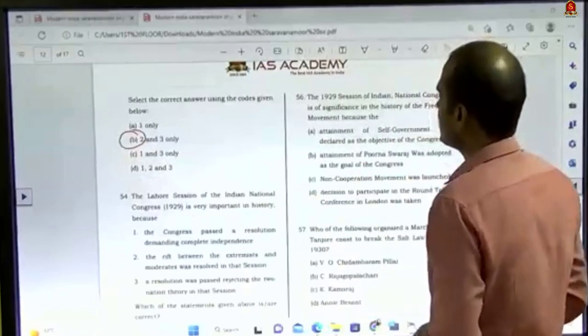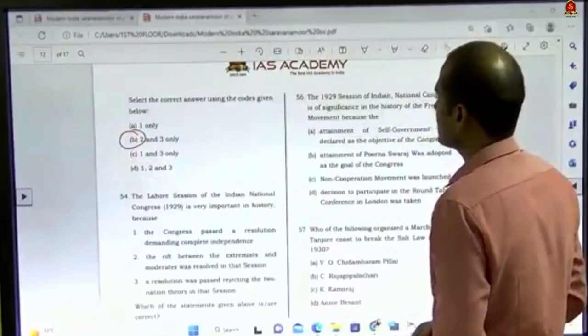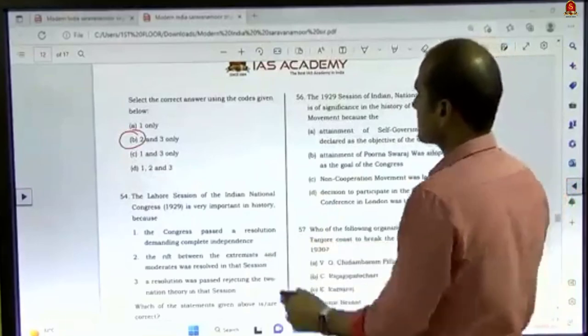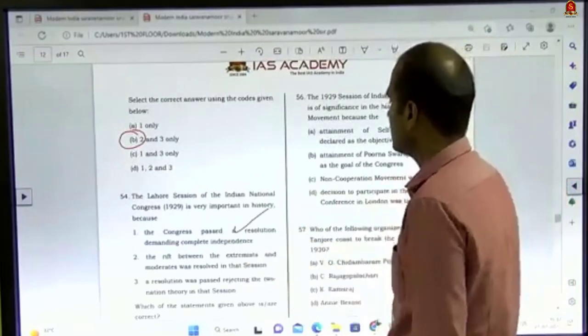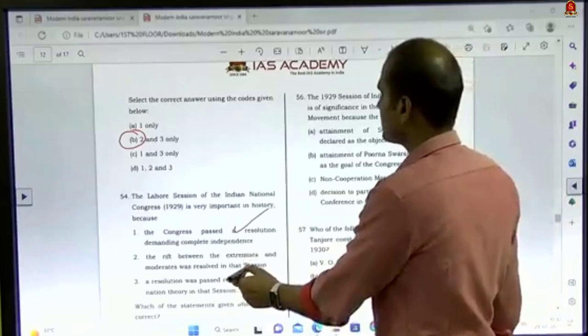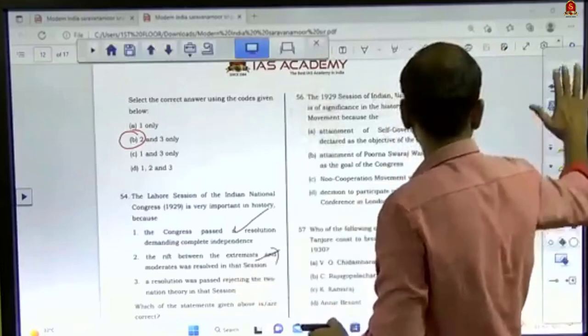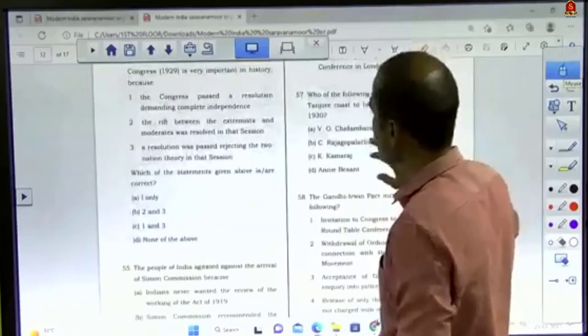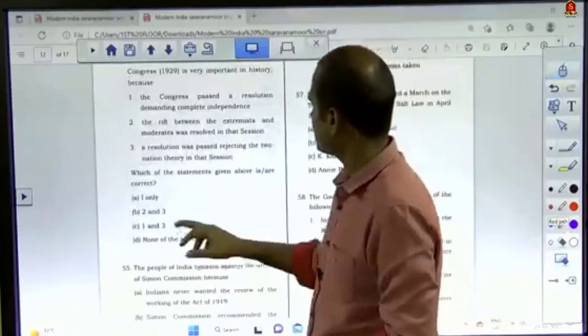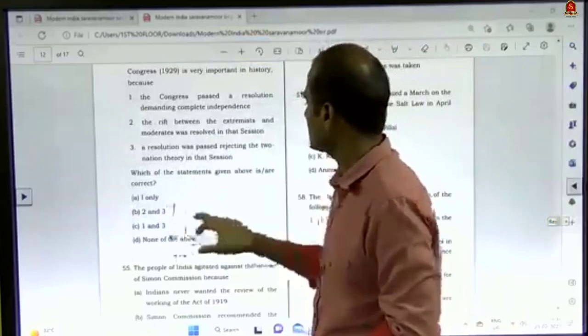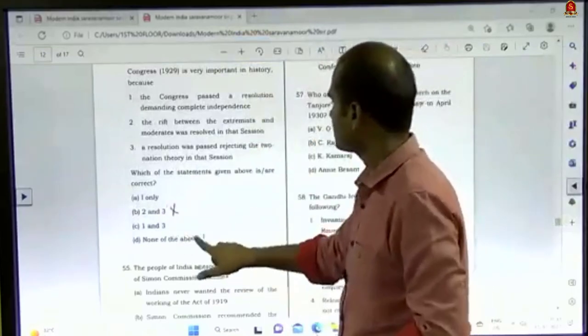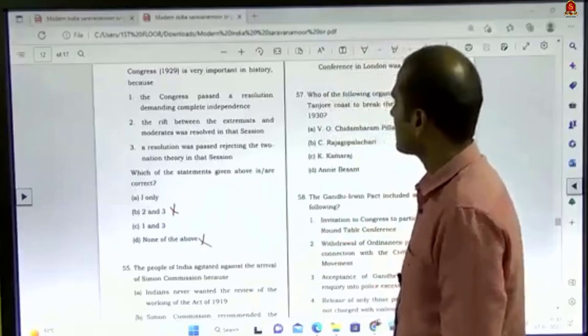2 and 3. Next, the Lahore session of the Indian National Congress is important. Congress passed a resolution demanding complete Purna Swaraj. The rift between extremists and moderates was resolved. This is the Lucknow session of 1916, ruled out. So, with the second statement, whether you could answer this means no. Which of the following is right? No, this is wrong. This is right. So, this is ruled out. Next, you have to come.